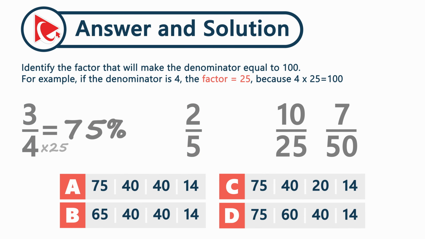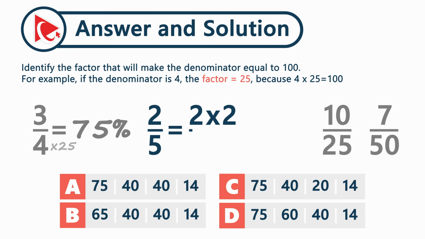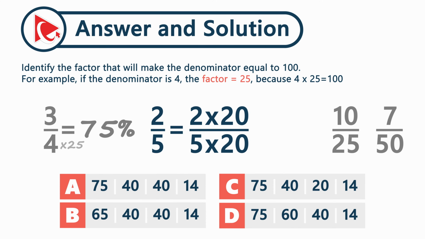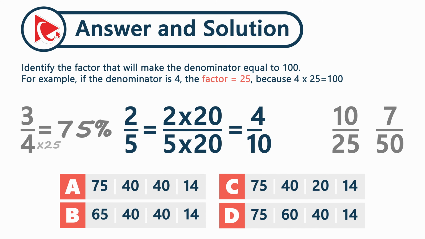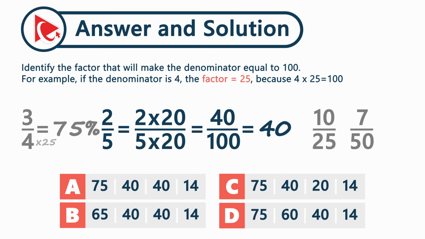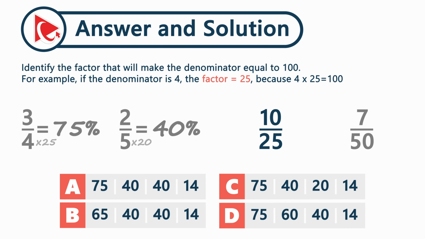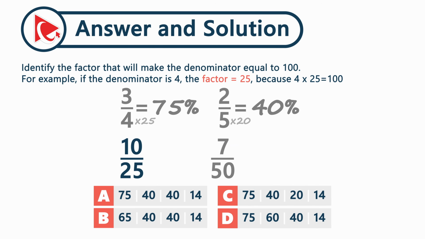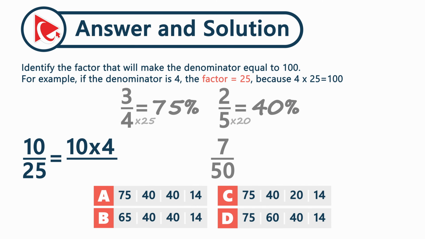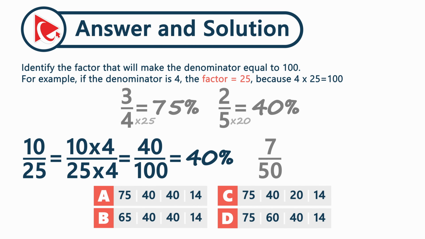Let's look at the next fraction, 2/5. Can you guess what the factor would be here? You're right, it's exactly 20. 2 multiplied by 20 divided by 5 multiplied by 20 equals 40 100ths and equals 40%. What about 10 25ths? Can you guess the common factor here? I think you're right, it's 4. 10 multiplied by 4 divided by 25 multiplied by 4 equals 40 100ths and equals 40%.